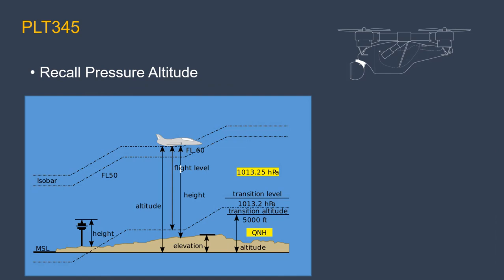PLT 345, Recall Pressure Altitude. This is a subject that can be confusing. Just remember that when you go higher, the air is less dense. So, a higher pressure altitude is where the air pressure is actually lower, because there's less air stacked above. The opposite is true at low altitudes, where the air is more dense at low pressure altitudes. Got that? Also remember that density altitude is a function of temperature and barometer.